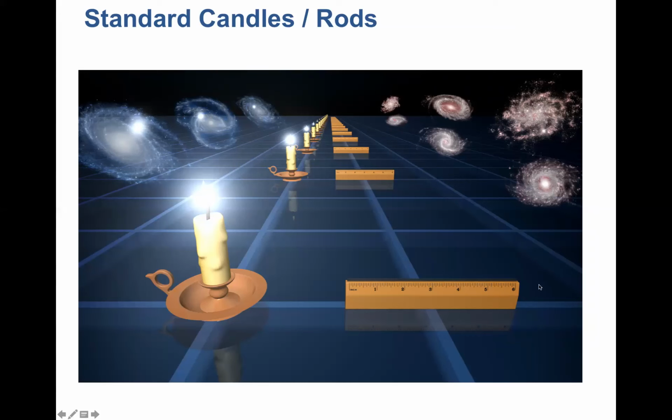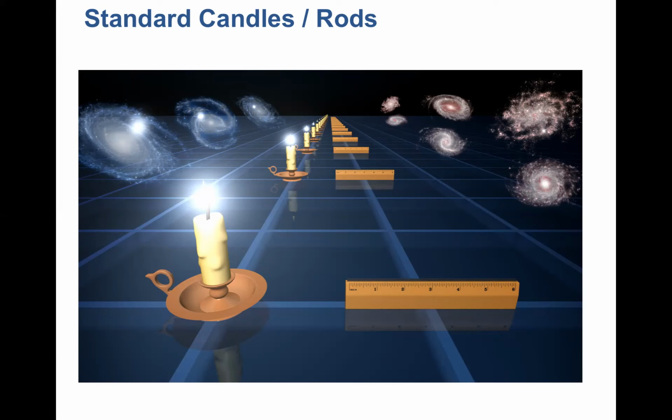The method of standard rods is also shown on this diagram. If you know that, say, for instance, all spiral galaxies have about the same size, then you can use its apparent size to determine the distance to the galaxy. How big it actually appears in the sky will go down in a very regular way as the thing gets further and further away. So this is the method of standard rods and standard candles, both of which can be used to measure the distances to things.